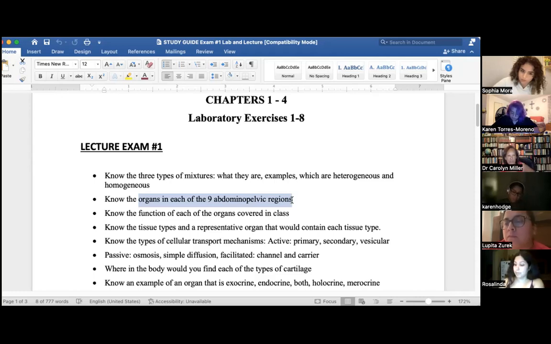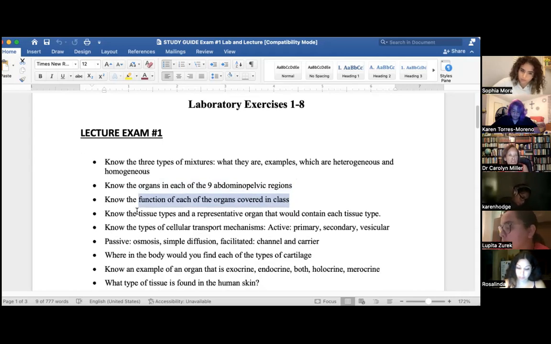Know the function of each of the organs covered in class. This is typically a matching question. And I have a diagram for you with all 11 organ systems, the function of that organ system, and the organs in that organ system, and it will be major organs. And we'll go through that when we review lab exam 1, but it is in chapter 1.